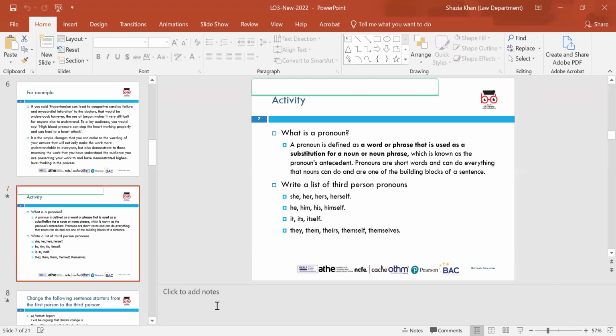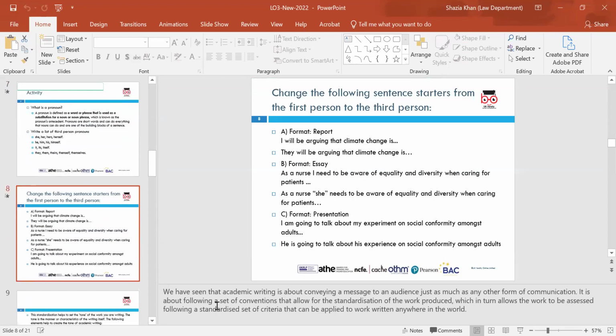So we looked at factual writing, we looked at academic writing, and we looked at the official style of writing. We then went on to looking at changing the following sentence starters from first person to third person: from I to they, I to she, and then I to he. So these are working in the third person, and that is something that we need to look at as well.